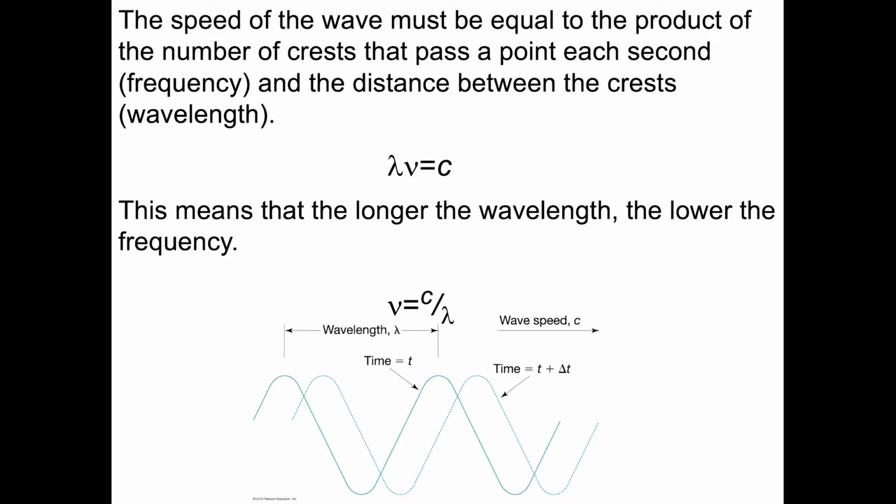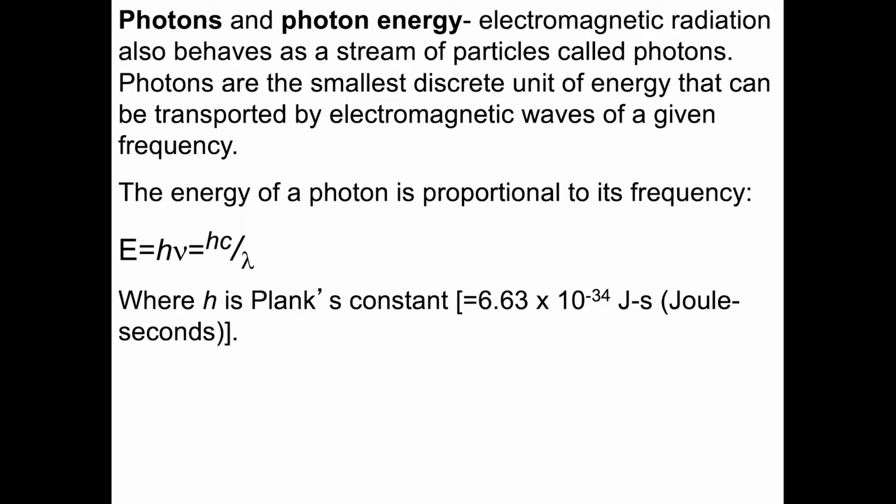This changes the equation somewhat, or rearranges it, such that nu, the frequency, is equivalent to the speed of light divided by the wavelength. Photons are another way that electromagnetic radiation behaves. It behaves as waves. It also behaves as particles, or streams of particles that are known as photons.